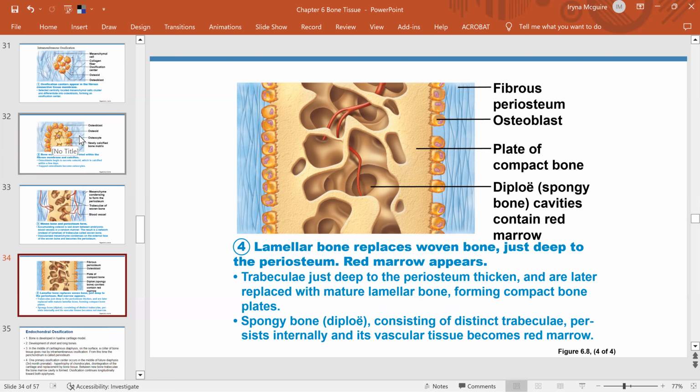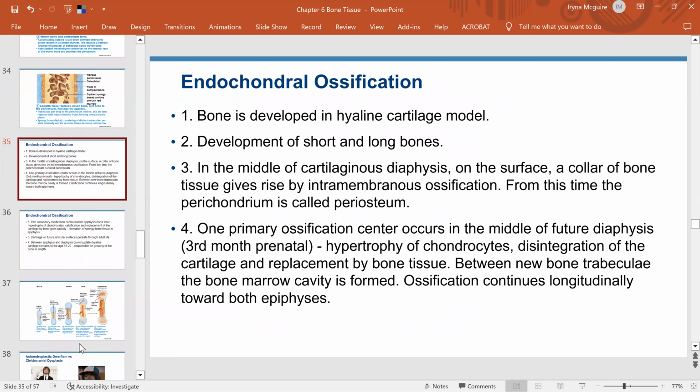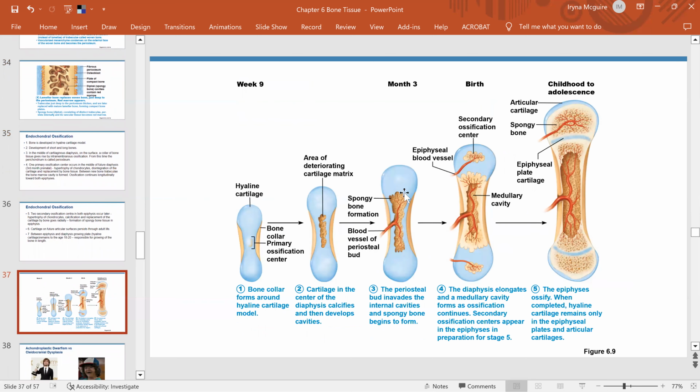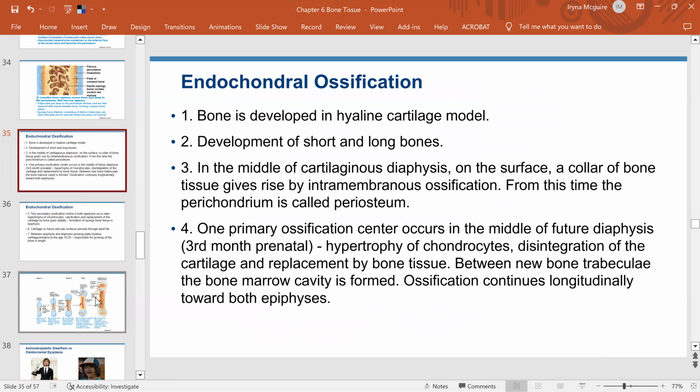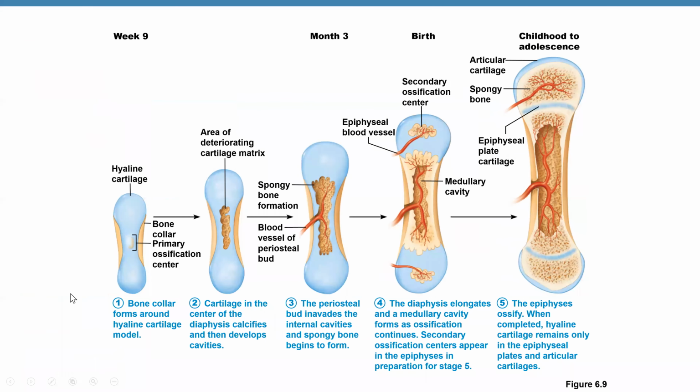So that's how flat bones are formed. Now let's look at formation of long and short bones. We're gonna look at the diagram first, and then we'll go through the steps. So let's look at the diagram. We're gonna start with the hyaline cartilage model.